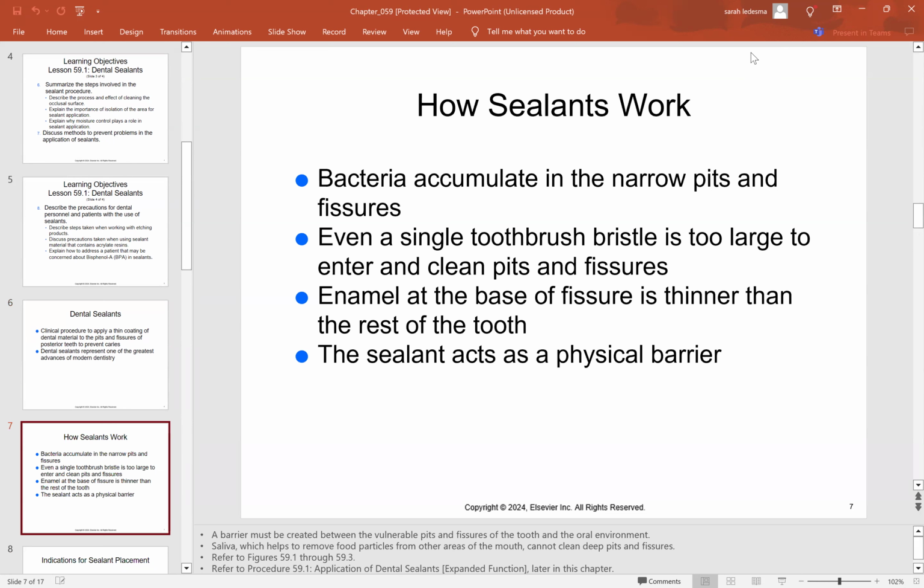How sealants work. Bacteria accumulate in the narrow pits and fissures. Even a single toothbrush bristle is too large to enter and clean these pits and fissures. Enamel at the base of the fissure is thinner than the rest of the tooth, so the sealant acts as a physical barrier.